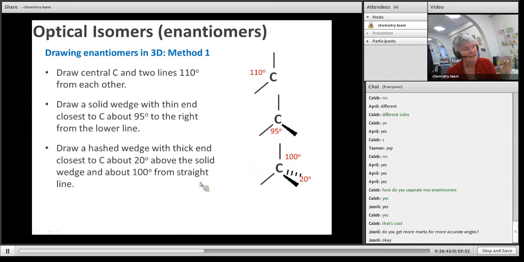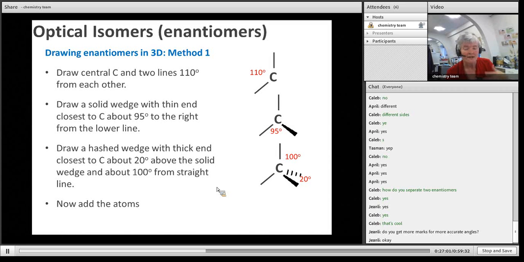Okay, and then you must add the atoms. Don't leave any bond without an atom on each end, because that is a definite no-no for the exams. They'll mark it wrong, even for achieved level.